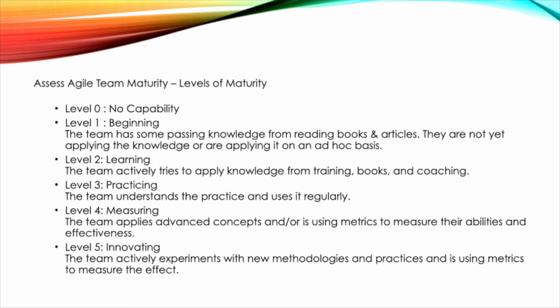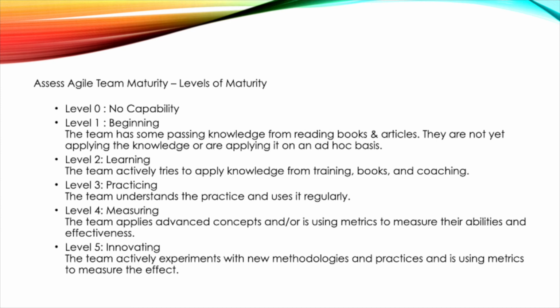Assess Agile team maturity, levels of maturity. Level 0, no capability. Level 1, beginning. The team has some passing knowledge from reading books and articles. They are not yet applying the knowledge or are applying it on an ad hoc basis. Level 2, learning. The team actively tries to apply knowledge from training, books, and coaching.